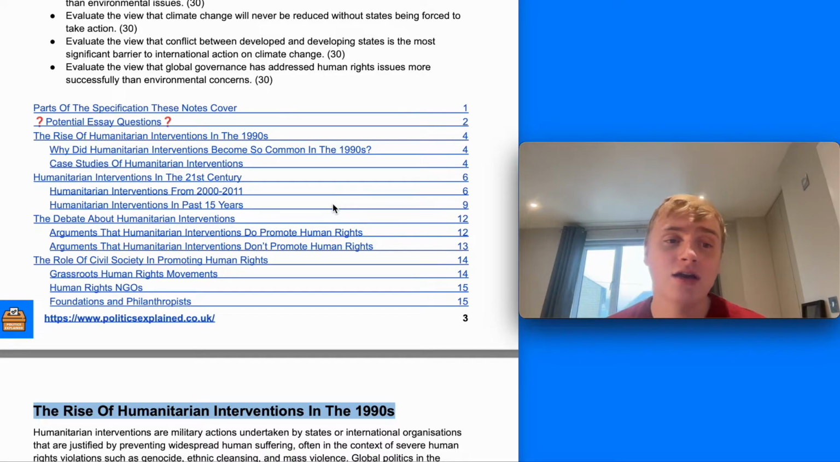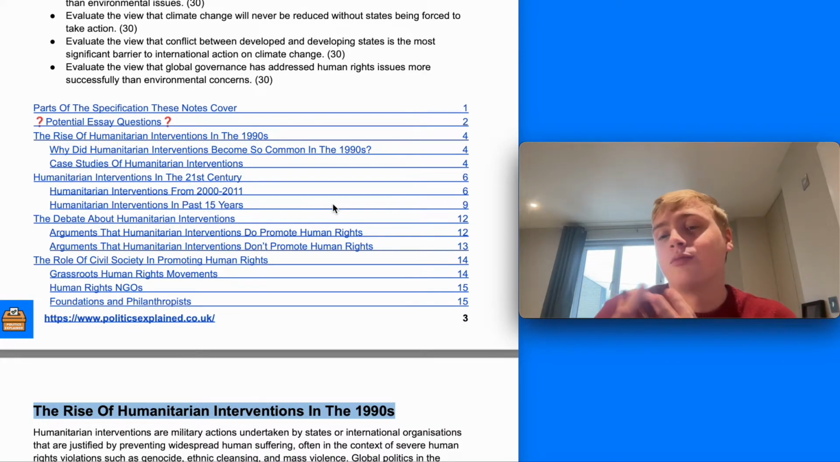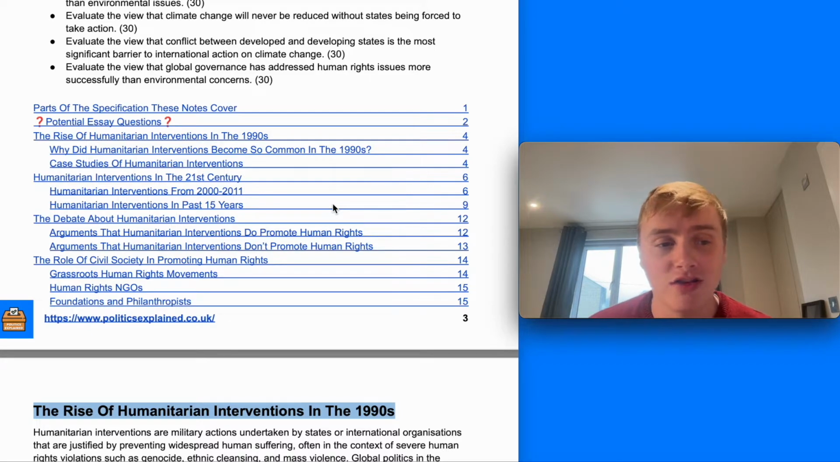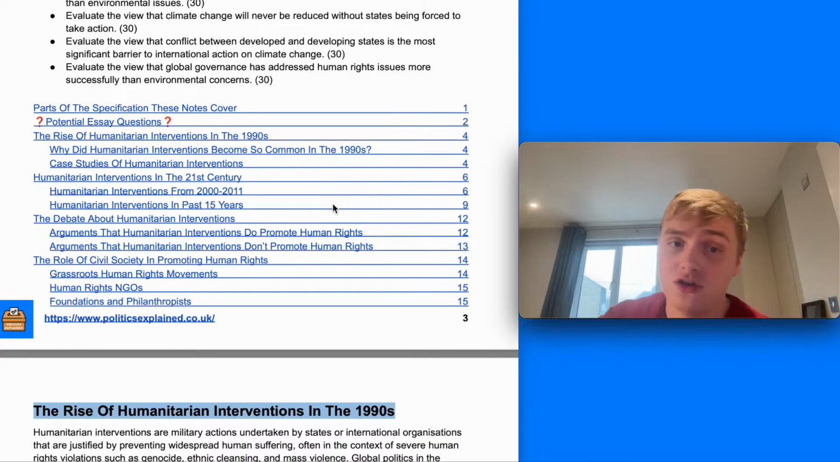I'm then crucially going to give you some key arguments you can use in your essays in relation to humanitarian interventions, looking at three key arguments that they do promote human rights, and three arguments they don't promote human rights, and actually, in many cases, can be seen as harming human rights, before finally taking a quick look at the role of civil society in promoting human rights.